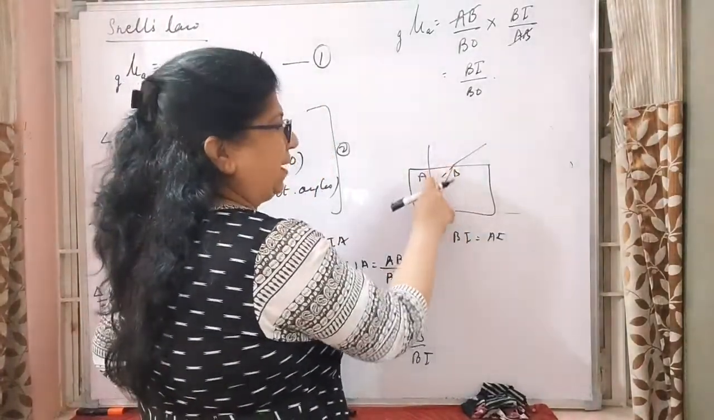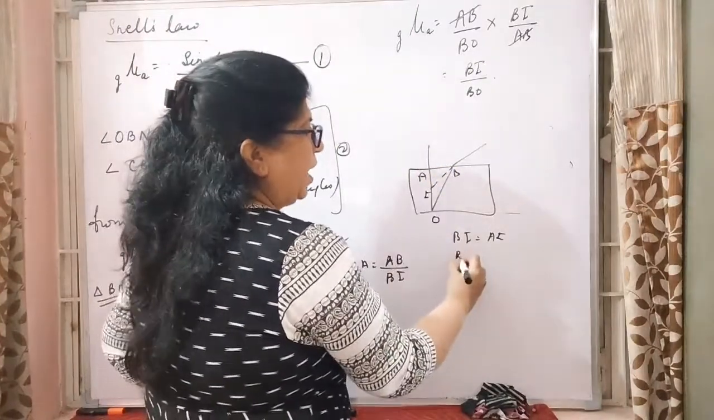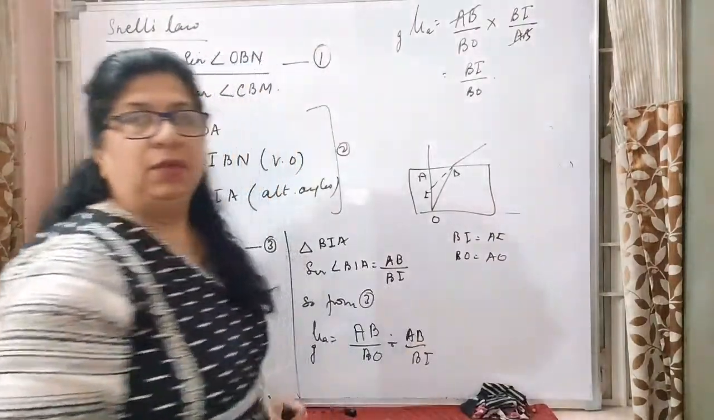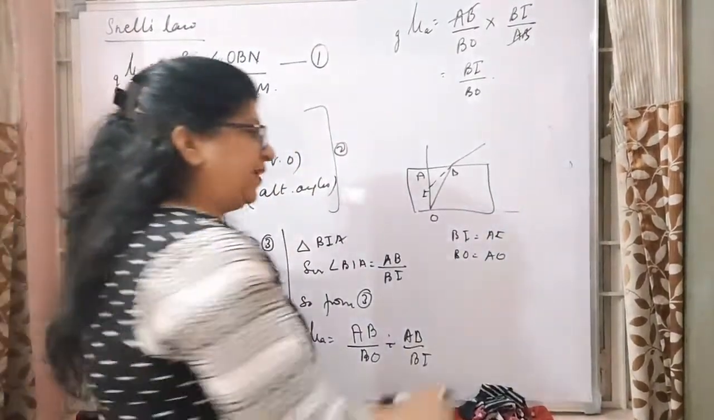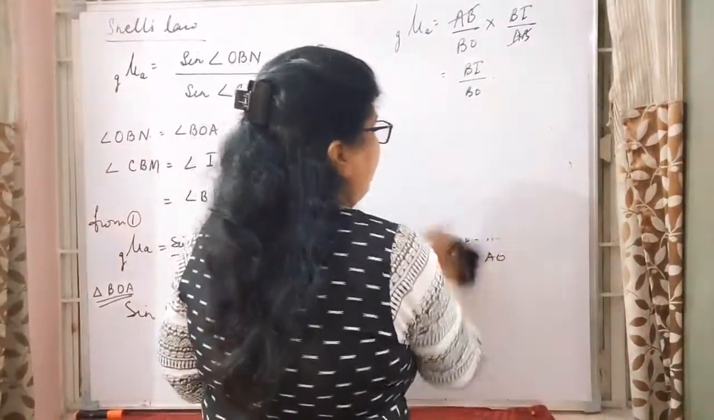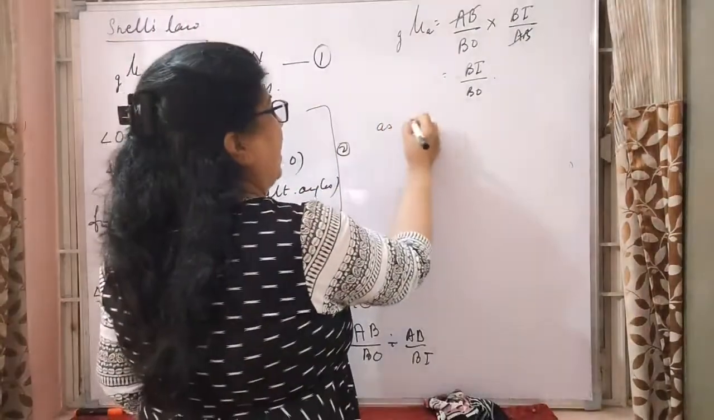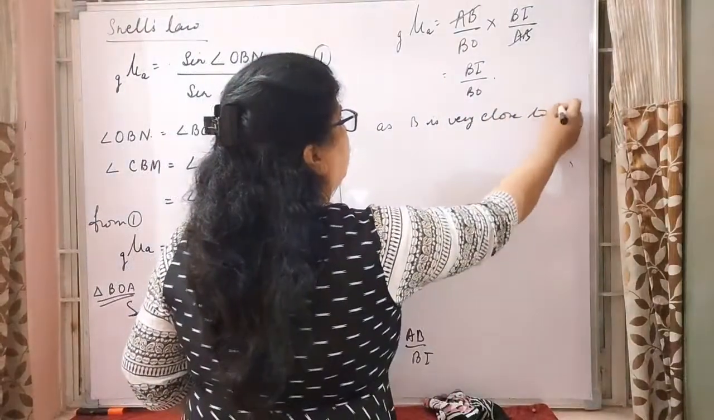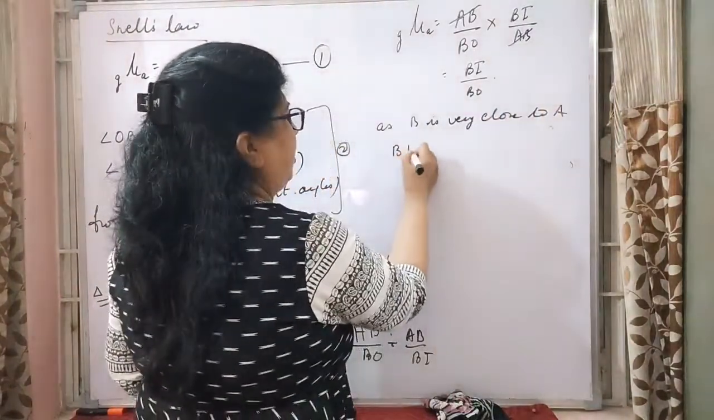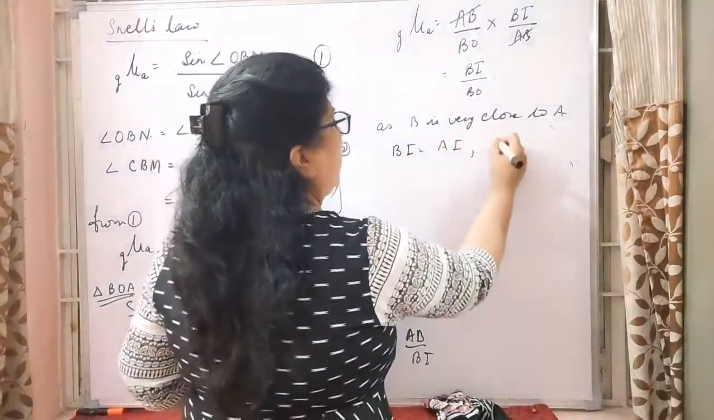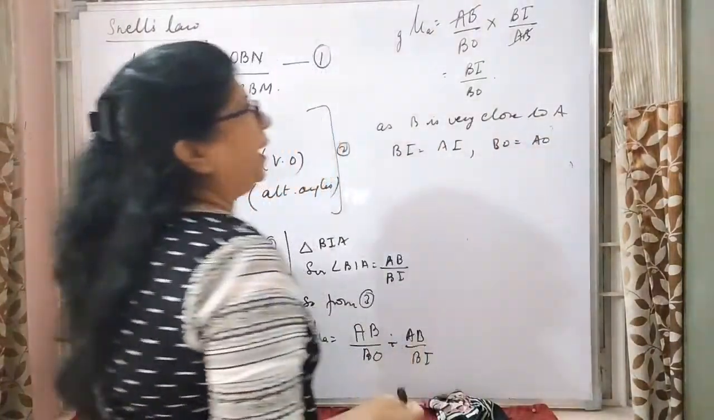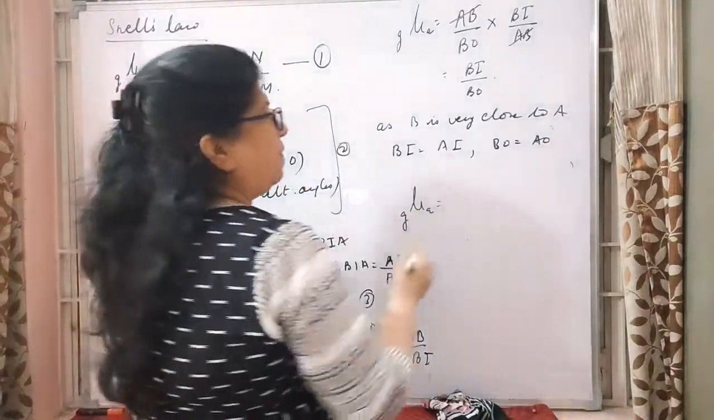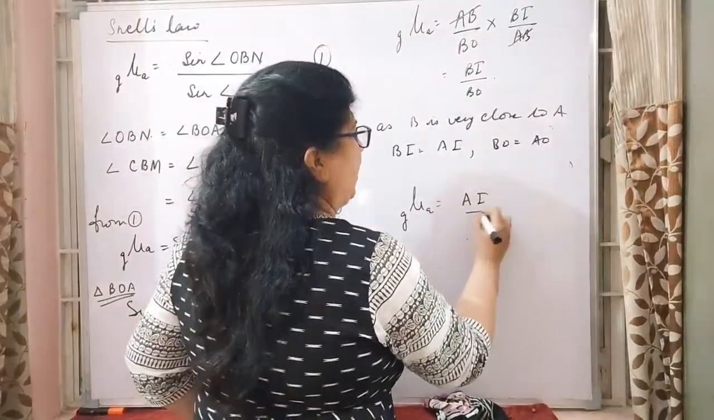Okay, when B is very close to A, then BI can be said to be AI. ये point इसी के पास है, तो BI जो होगा वही AI होगा, and BO जो होगा वही आपका AO हो जाएगा. Okay, because A and B point are very close, so you can write it as a line here, as a point here, as B is very close to A. BI is equal to AI and BO is equal to AO. So the refractive index of A with respect to G will be equal to AI upon AO.